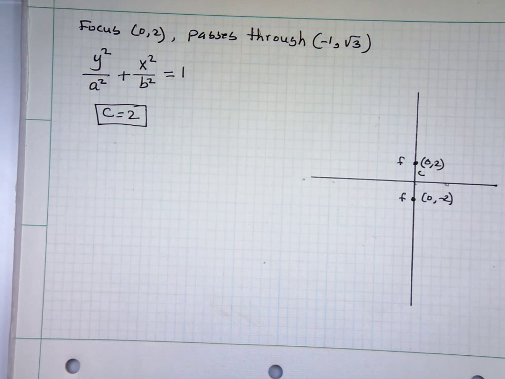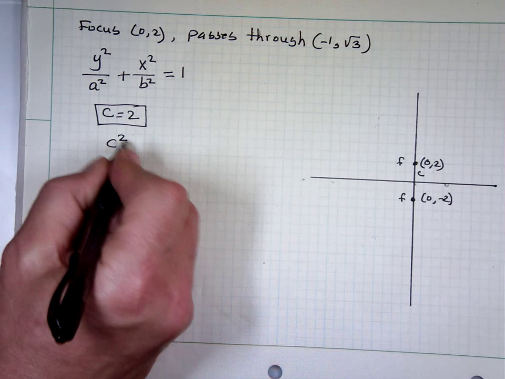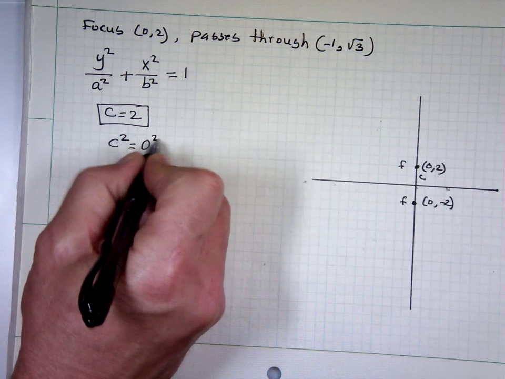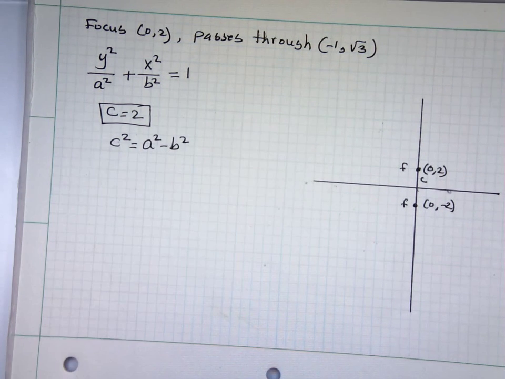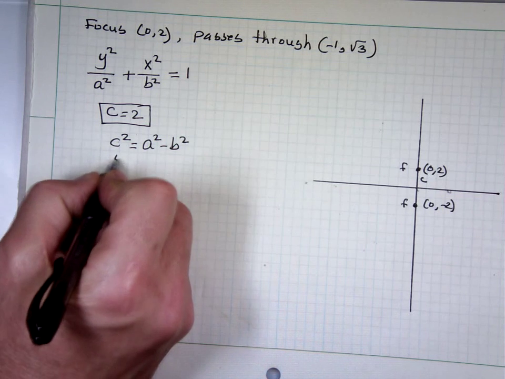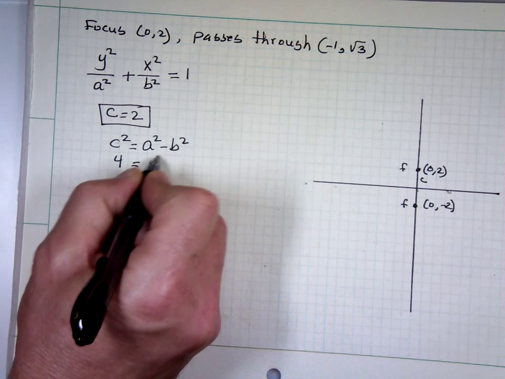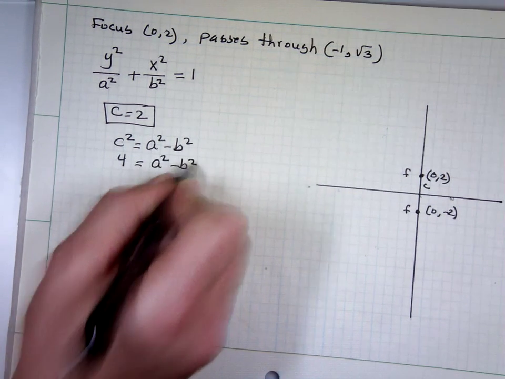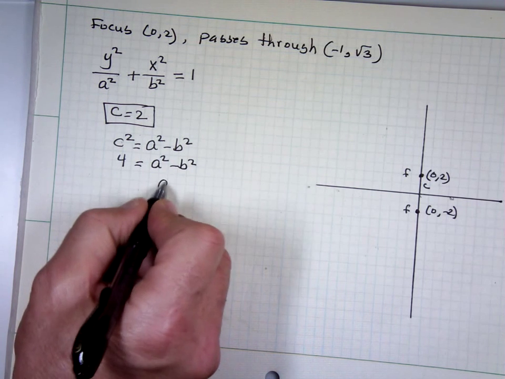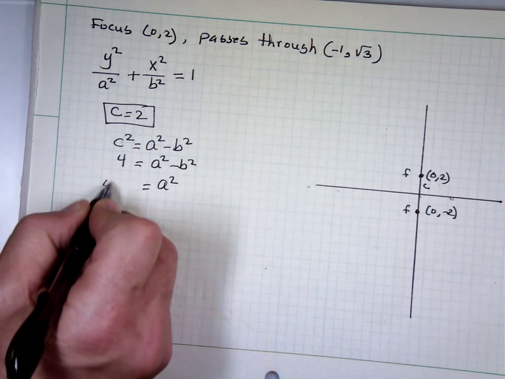Let's see. What do we know about c? We know c squared equals what? A squared minus b squared. 4 equals a squared minus b squared. Or I can say a squared equals what? 4 plus b squared.